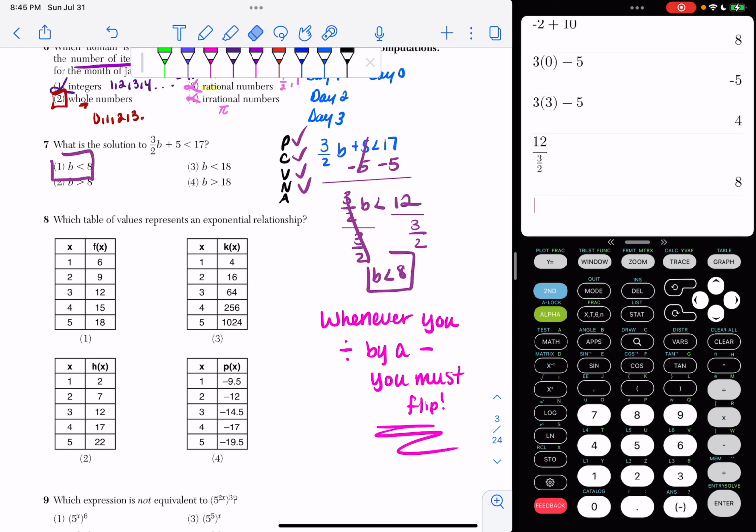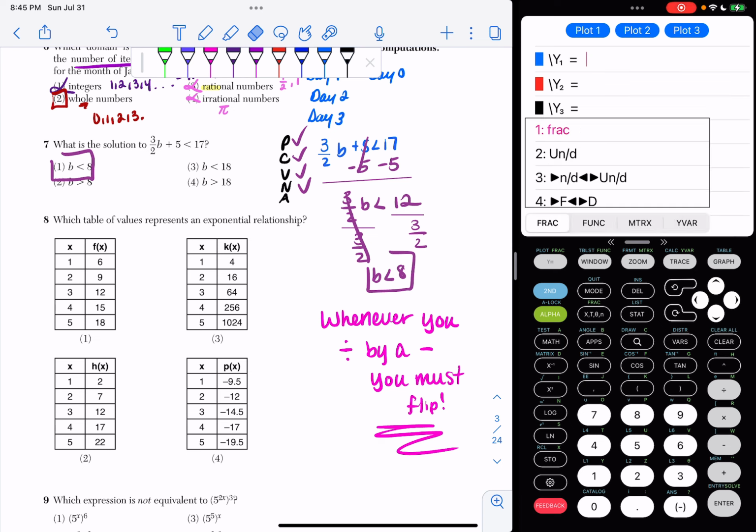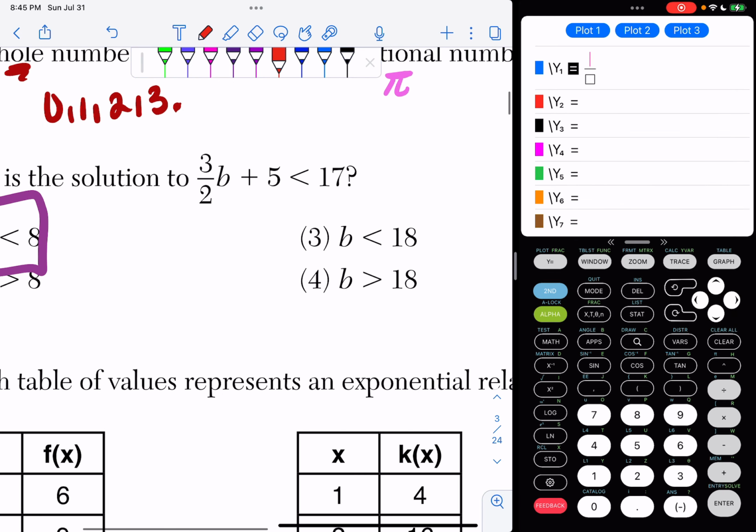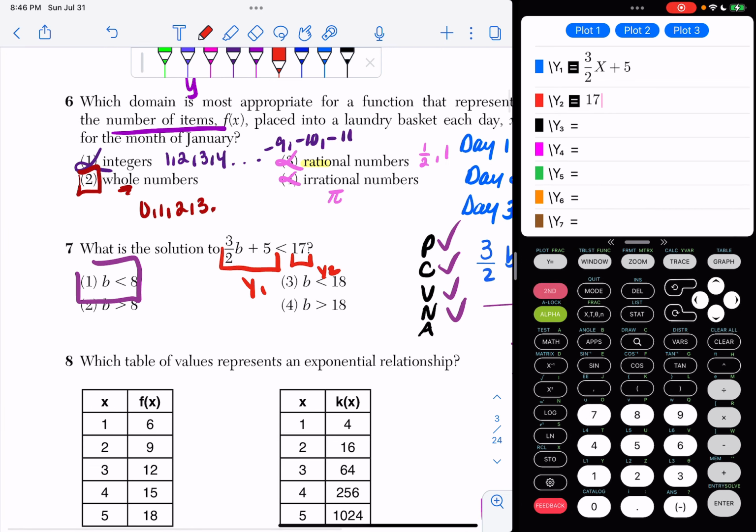Now, here's how I would do it on the calculator. I go to y equals, I'm going to clear it. Make sure you're clearing your calculator as you go through the Regents. I'm going to do alpha y equal enter. I'm going to type this into y1 and then this into y2. So I have 3 halves x plus 5, and I'm just going to put my 17. Now I do second graph.